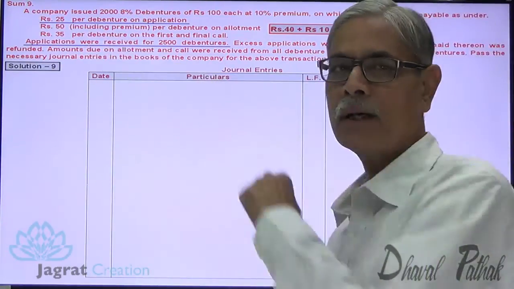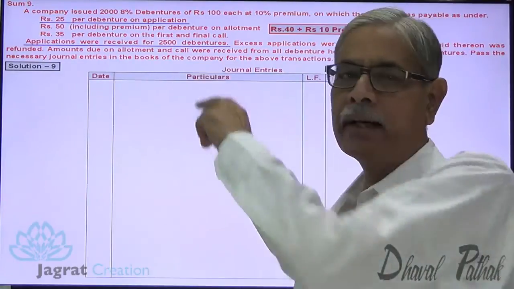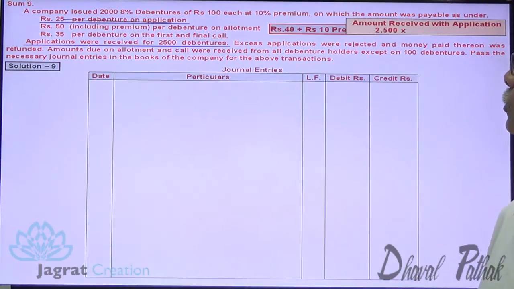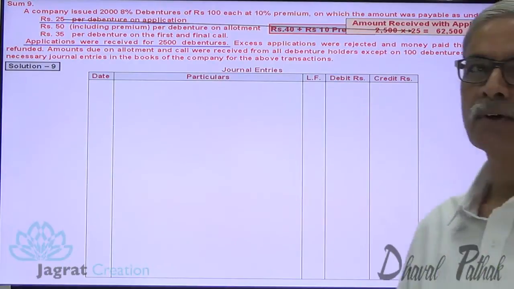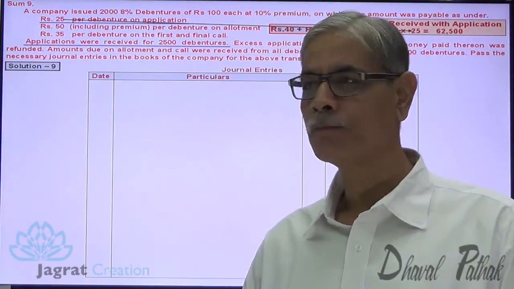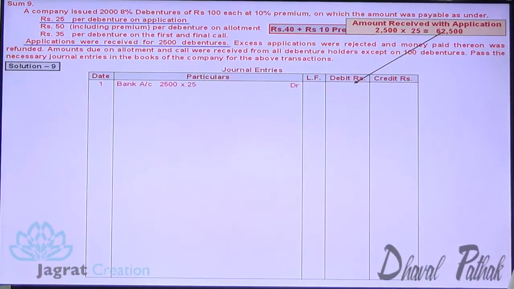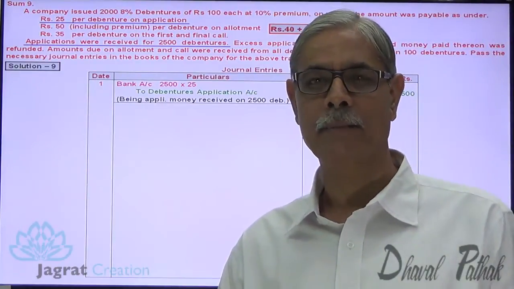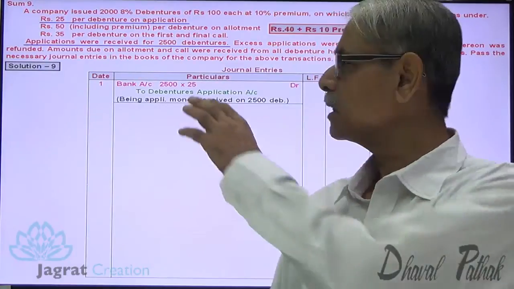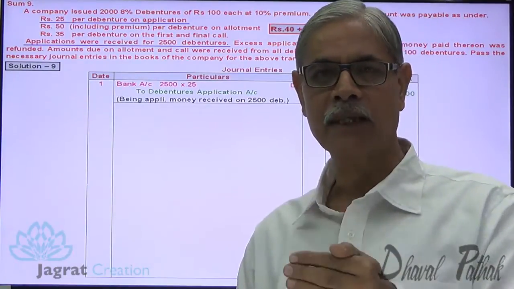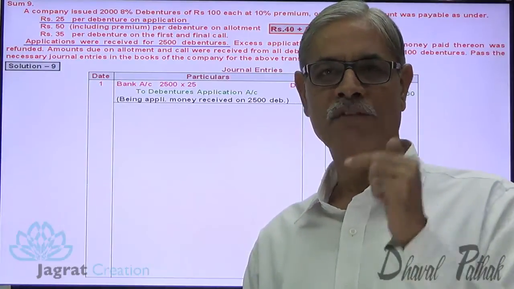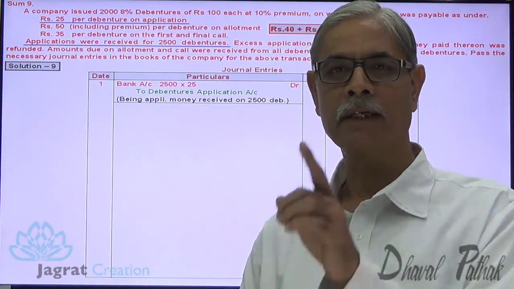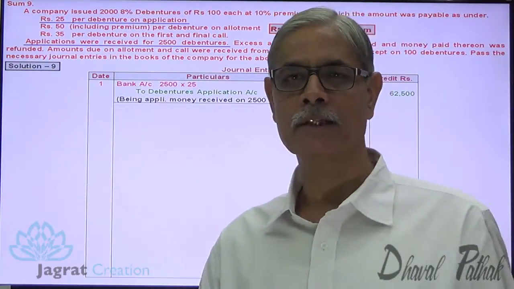How much amount is demanded per application? 25 per debenture. How many applications have been received? 2,500. So 2,500 into 25. This is the amount that has been received, 62,500. Journal entry for that is bank account debit to debenture application account credit, being application money received on 2,500 debentures. Now, we have received applications for 2,500 debentures. We want to allot only 2,000 debentures. So we are required to refund the application money received on 500 debentures.